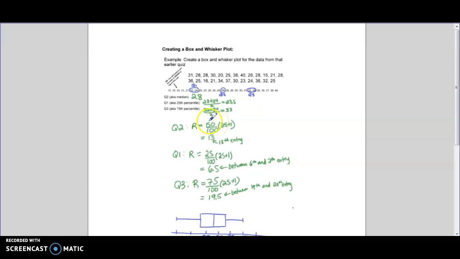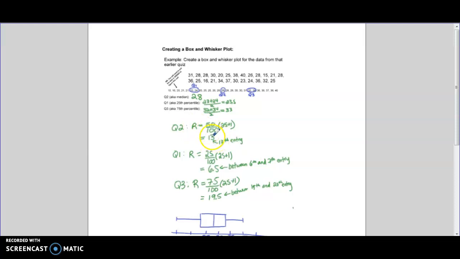So using that formula that we talked about earlier in the lesson, 50 over 100 times the number of data points plus 1, and n plus 1 here is 26. Remember, this is telling us the R value, or the rank. So the 50th percentile will be in the 13th rank, or the 13th highest value.